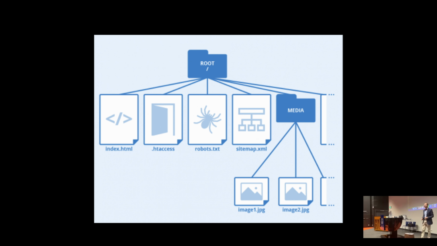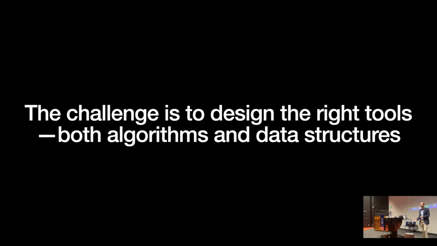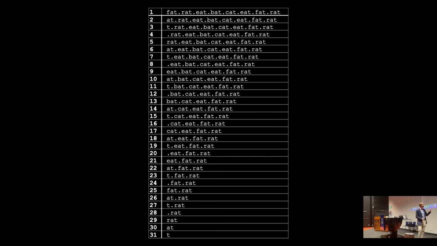So the challenge here is to design the right tools, both the algorithm and the data structure that matches your problem. Pairing the right data structure with your problem could allow you to find large increases in the quality of your algorithm, and finding a better algorithm will give you inspiration for better data structures that you can use to similarly solve the problem. So this is the very first data structure of the class.